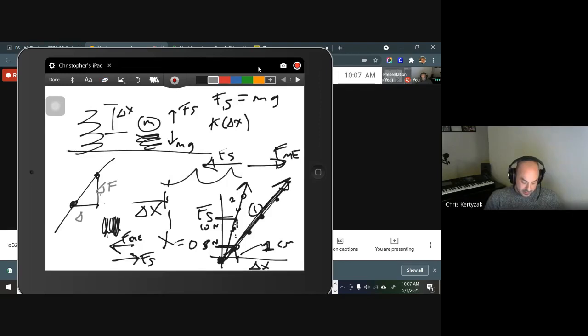Delta f over delta x. That is the slope, rise over run, k equals delta f over delta x. And when you multiply both sides by delta x, you get f equals k delta x. That is Hooke's law, right?